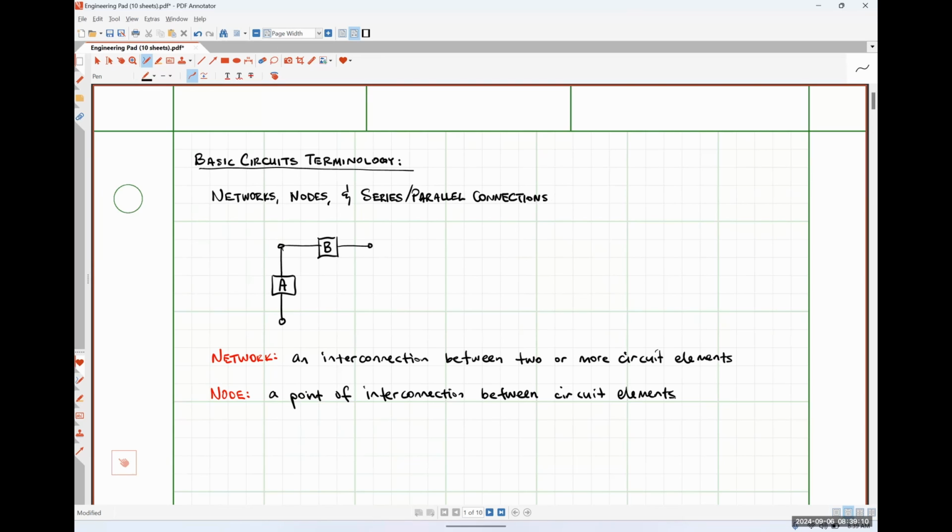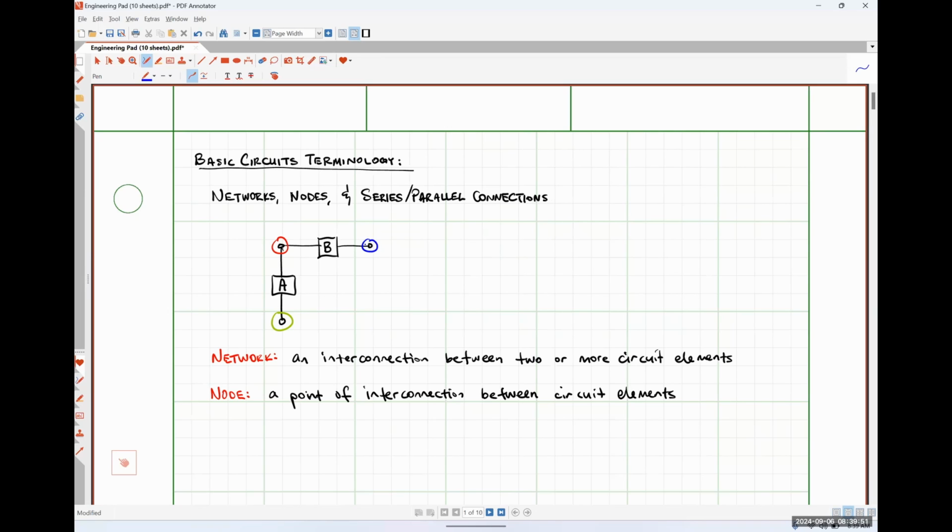Okay. So as it stands right now, the network that I have described here, where we have a circuit element A connected to a circuit element B, has three nodes, okay? So we have this node right here, where A and B are connected. We have this node down here, which is currently dangling, but we could connect something else there. So that's going to count as a node. And then we have our third node over here on the other side of B. Again, it's a dangling connection, but we could connect something there. So it's a node as well.